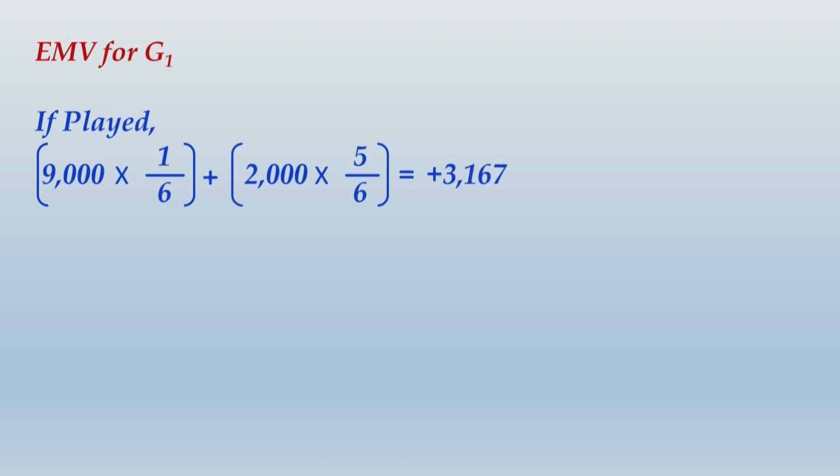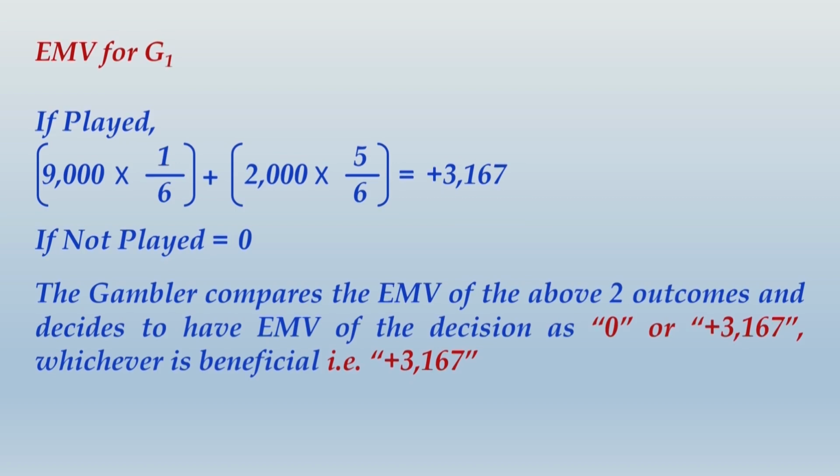If played, it is 9,000 into 1 by 6 plus 2,000 into 5 by 6. When you make this calculation, it comes to positive 3,167. If not played, the outcome is 0. The gambler compares the EMV of the above two outcomes and decides to have EMV of the decision as 0 or positive 3,167, whichever is beneficial.